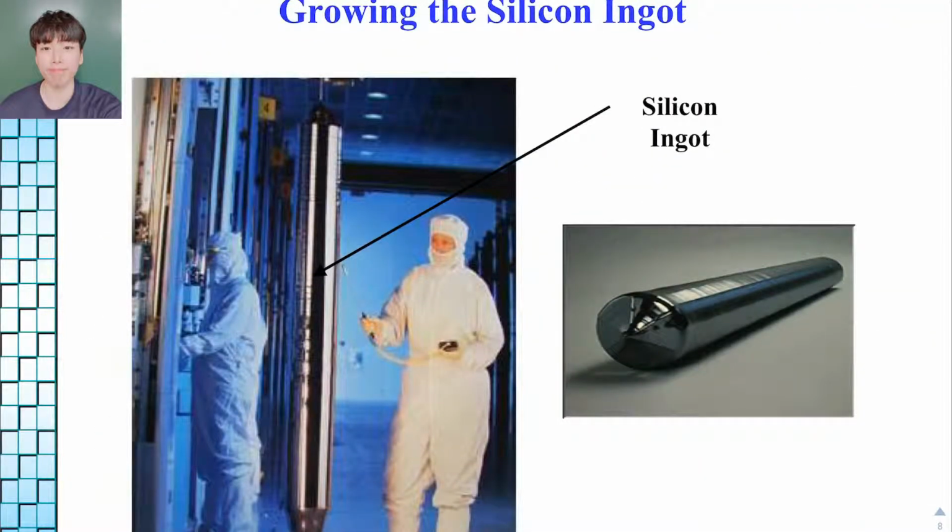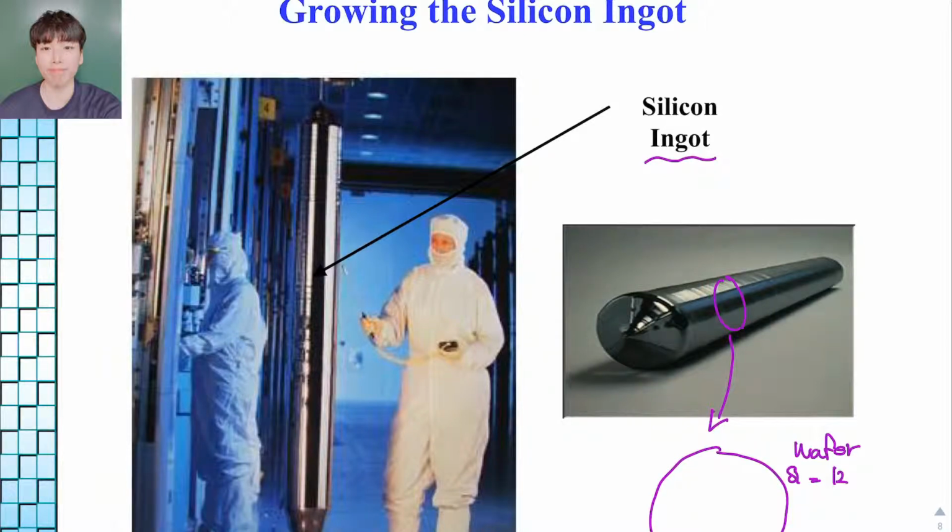this is a picture of a silicon ingot. The silicon ingot decides the size of the wafer. When you cut it, this is the wafer, and the wafer depends on the ingot size, and it decides how many transistors can be made.